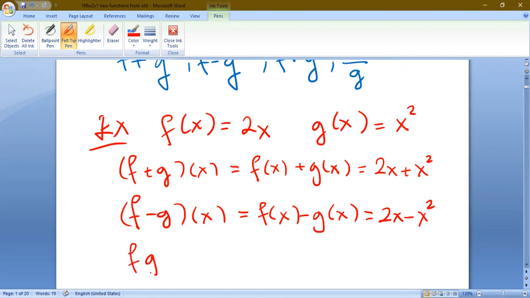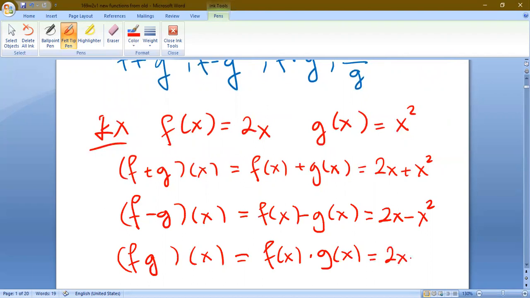And then, of course, f times g. Sometimes we write the dot between f and g, but we usually don't write it. That only means f times g, so that means f of x times g of x. And that's 2x times x squared, which is 2x cubed. Here, x is the input, of course, and f and g are functions.